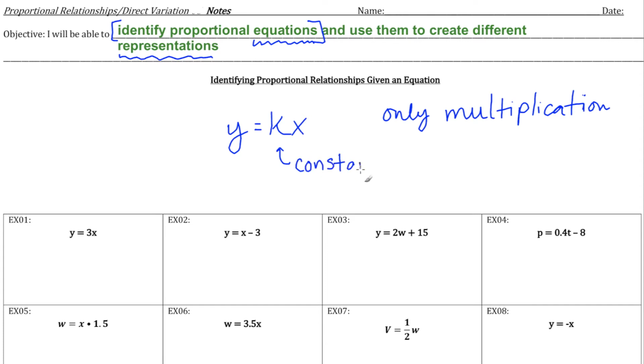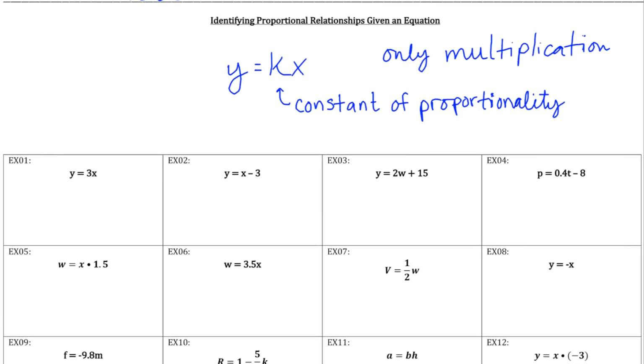The reason they don't usually show it with the C is because then it can look like a 0 or whatever, but that's K, the constant. It's called two things, constant of variation, but for our class we'll call it the constant of proportionality. Constant of proportionality, I guess that will work, right? Okay. So let's look at these.